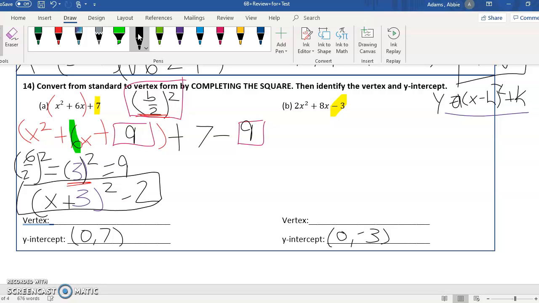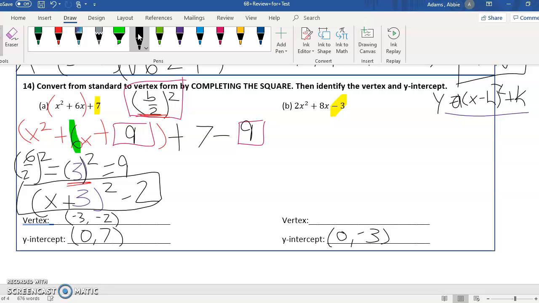And the vertex from that is our negative h, k. So I'm going to say (-3, -2). And that is the vertex from this standard form converted to vertex form using completing the square. Let's look at another example. So we're looking at example B.